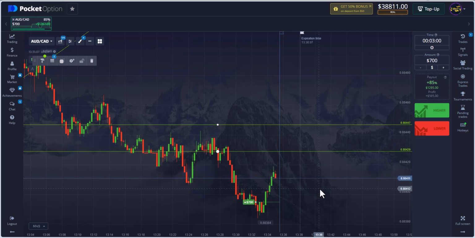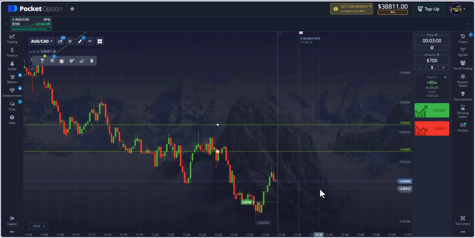And guys, let's get back to the trade and take a look. As I see, it's literally going to close in just 10 seconds, and we can already see that it is closing in profit.